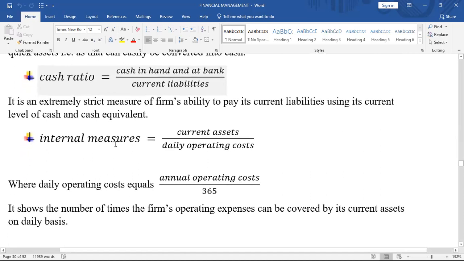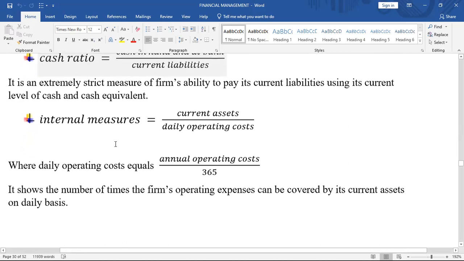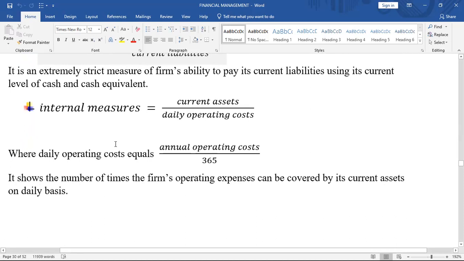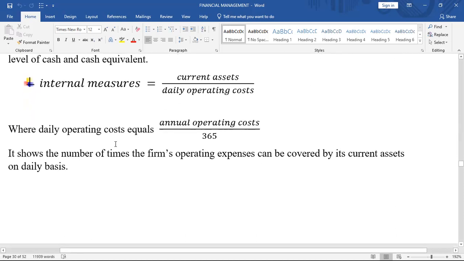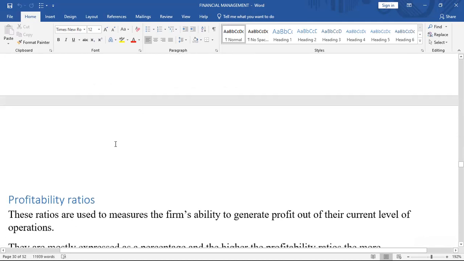We normally have internal measures where we take our current assets and divide by daily operating costs. To get your daily operating cost, you just need to take the annual operating cost and divide by the number of days. It is not a must that you are given 365 days. The examiner might even give you fewer days. That is why it shows the number of times the firm's operating expenses can be covered on a daily basis.